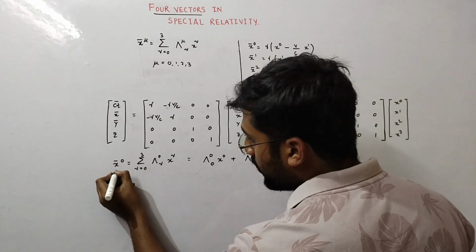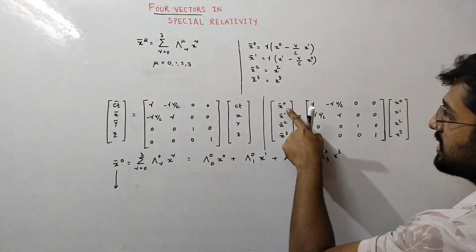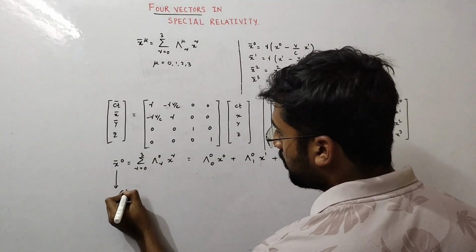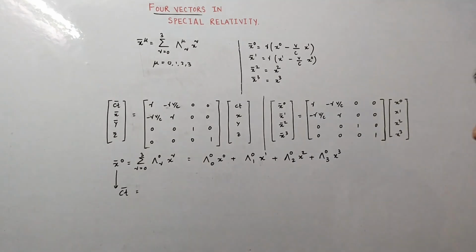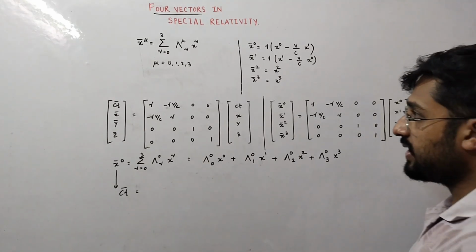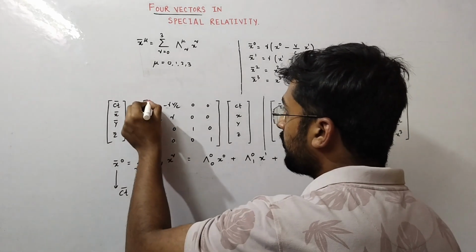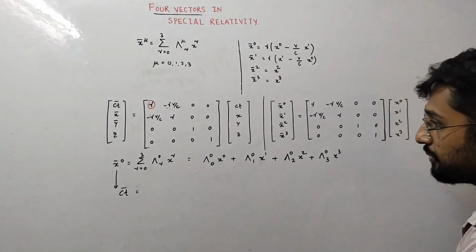Now as you can see students, x naught bar is nothing but the Ct bar, which is equal to lambda 0 0, that is the first element of this matrix, which is gamma.